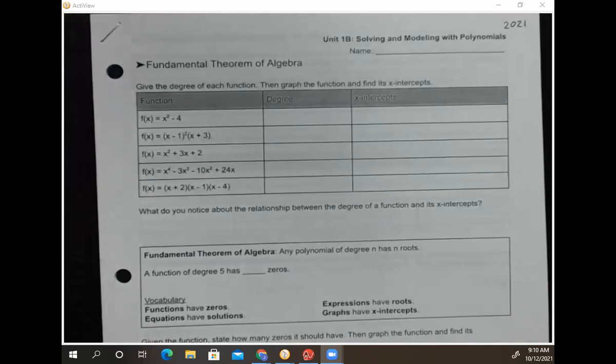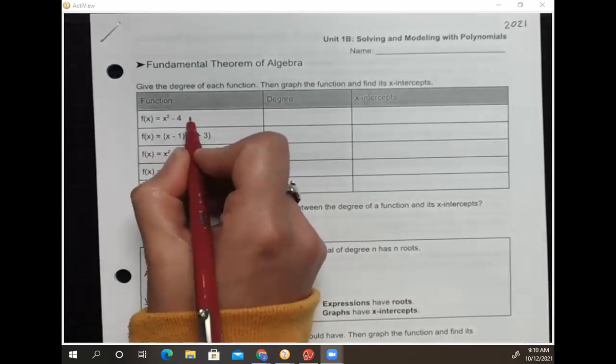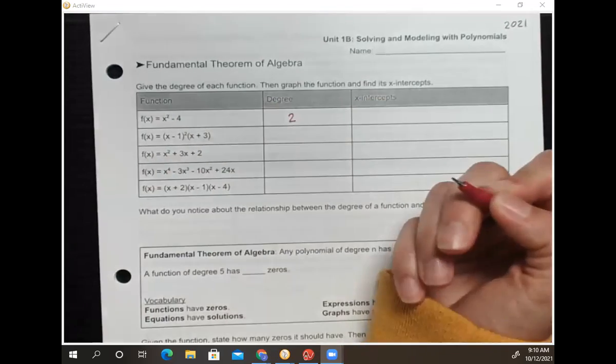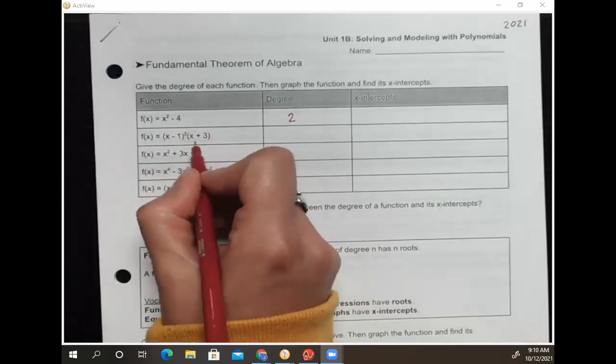We're going to start with stuff that we've already seen. So we're going to start with degree. So that's the first thing we're going to identify for our first couple of problems here, the degree of these functions. So what's the degree of my first function here? 2. It's in standard form. The degree is going to be that biggest exponent. What's the degree of my next function here?